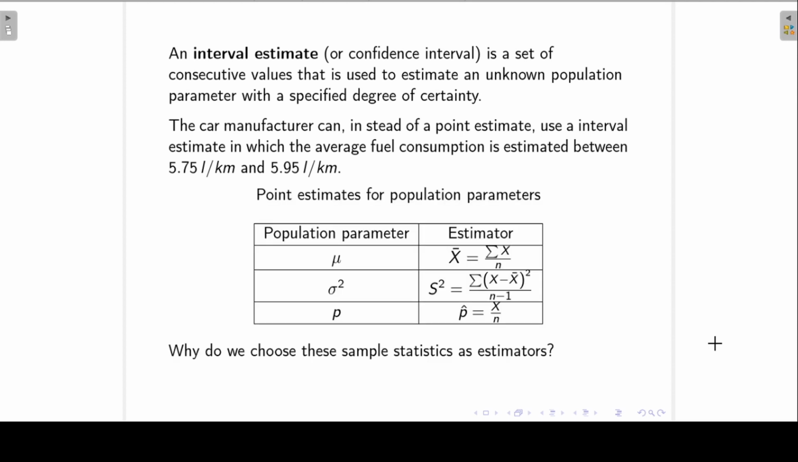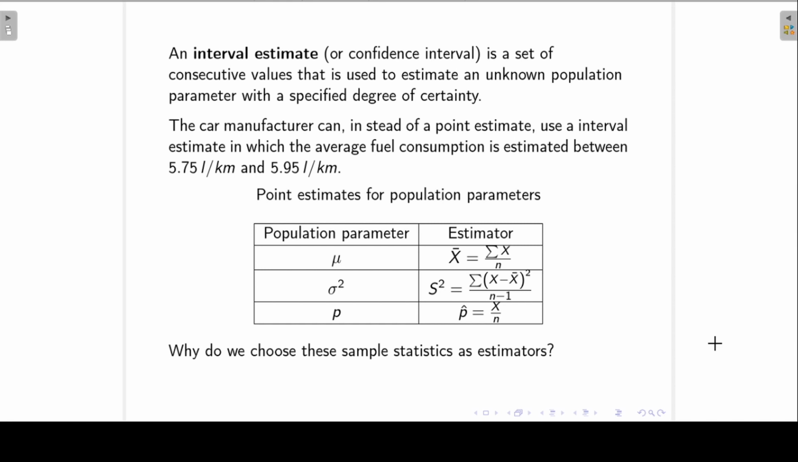In this table, we have some population parameters as well as their estimators. For example, the population mean mu is estimated by the sample mean X bar. The population variance sigma squared is estimated by the sample variance S squared. And the population proportion P is estimated by the sample proportion P hat, which is X over N. X is the number of successes over N, the sample size.